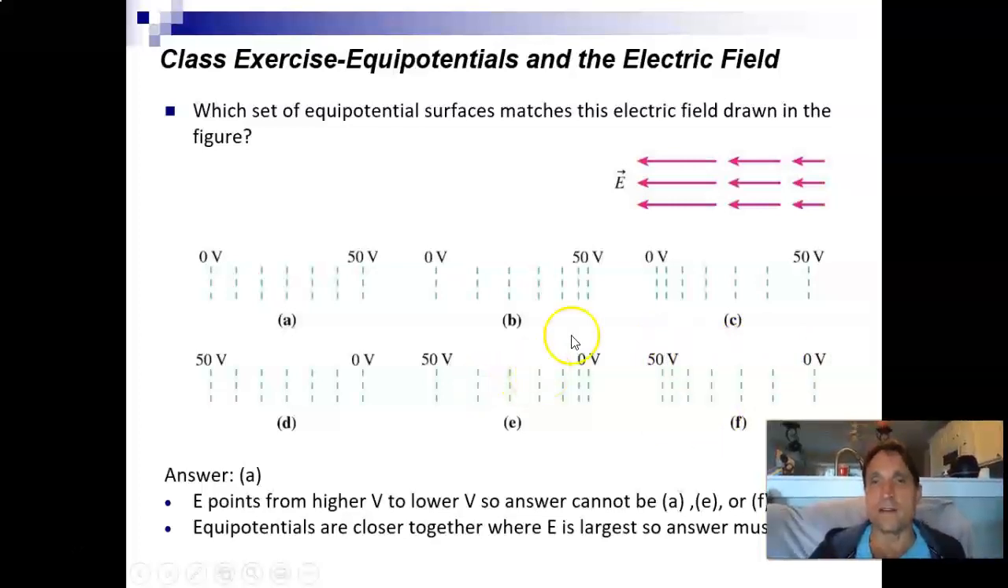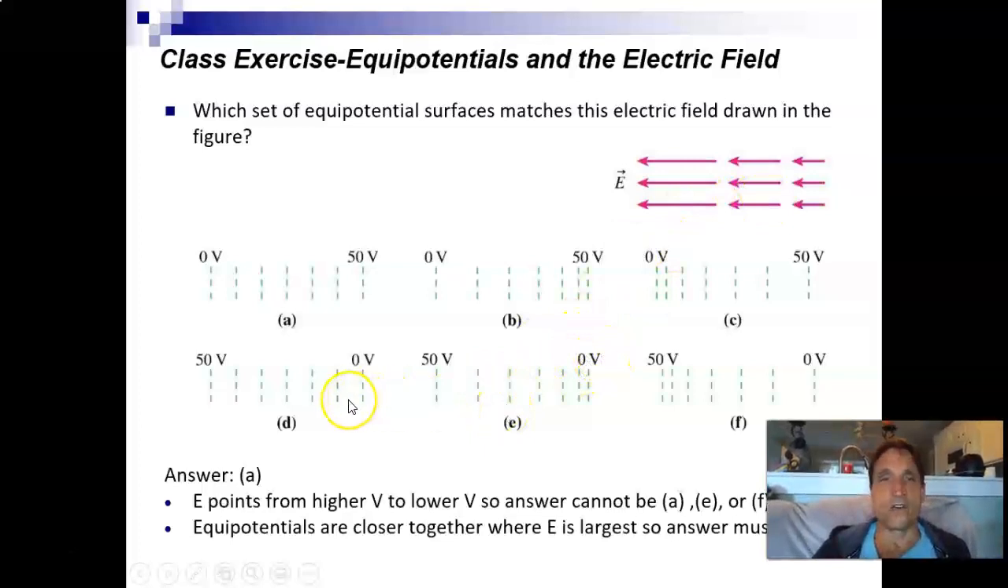Same with E. Remember, the electric field has to point from higher to lower. Well, that's not true with E. It's not true with D either. So we can rule out D, E, and F just because the electric field would be pointing to the left, and we know the electric field should point from higher to lower potential. So F is gone, E is gone, and D is gone. Now we're left with A, B, and C as candidates.